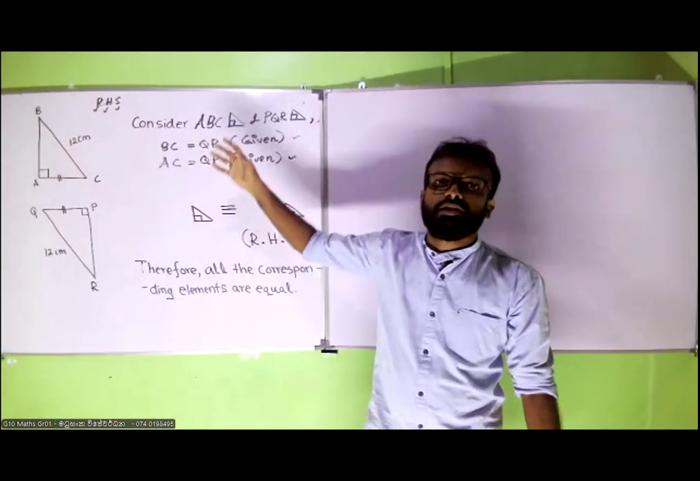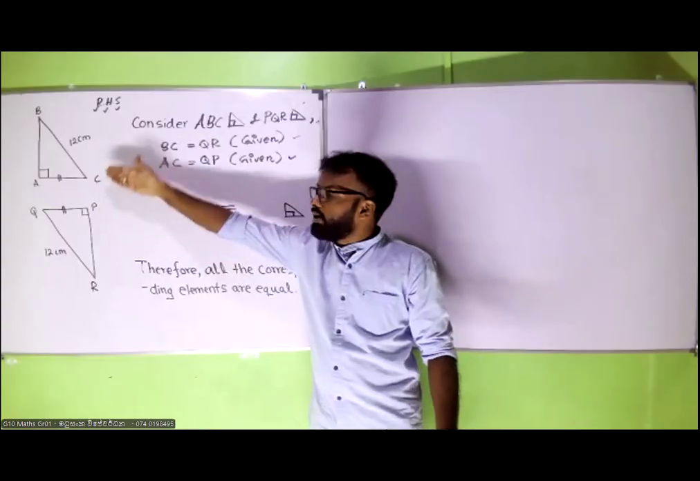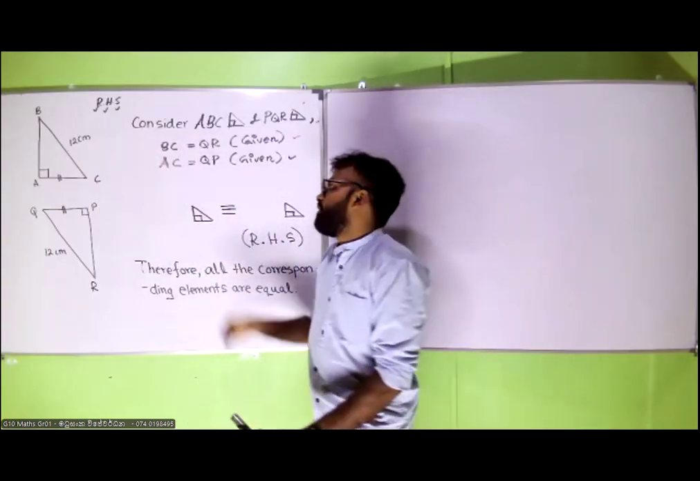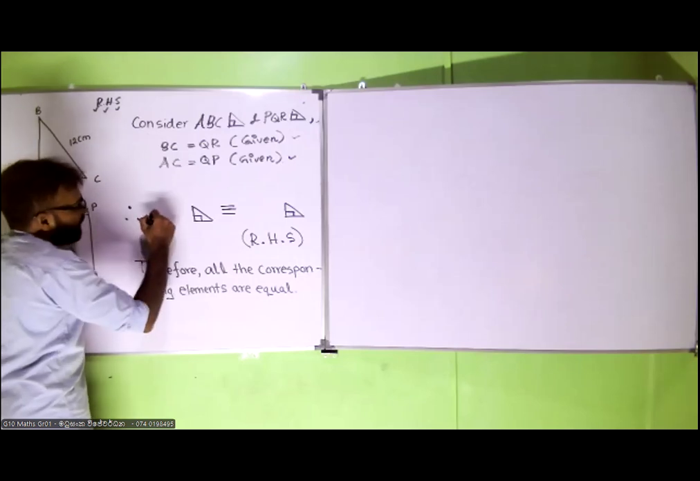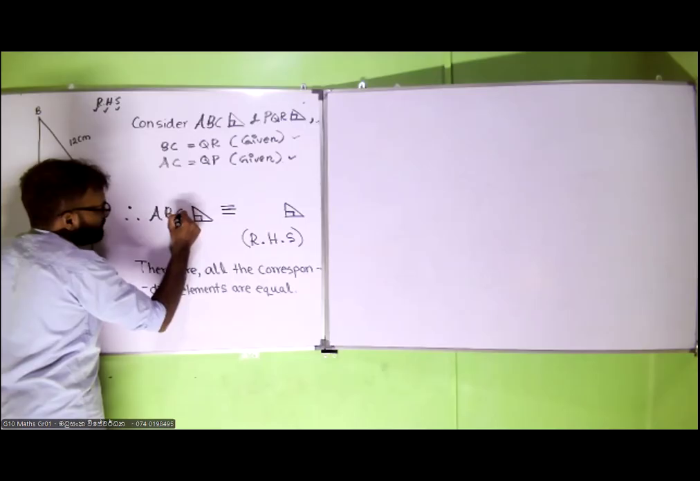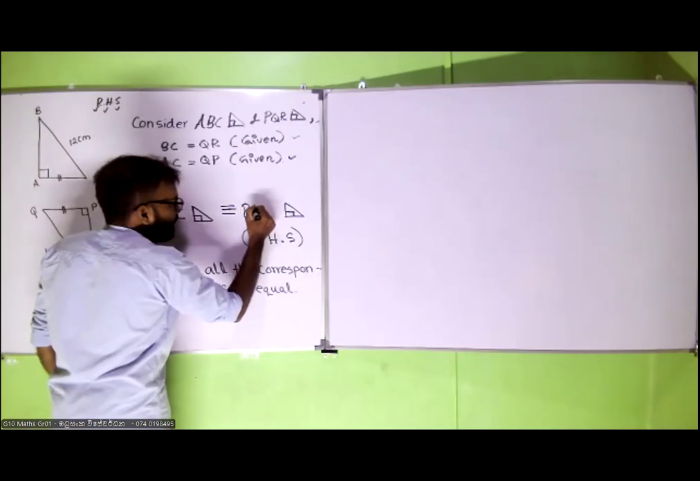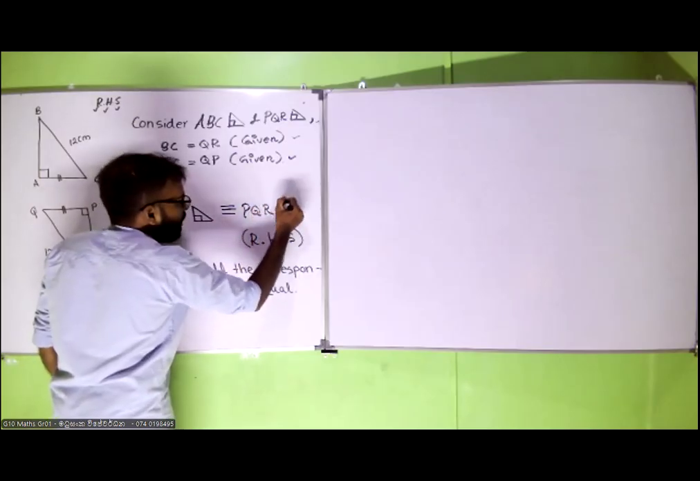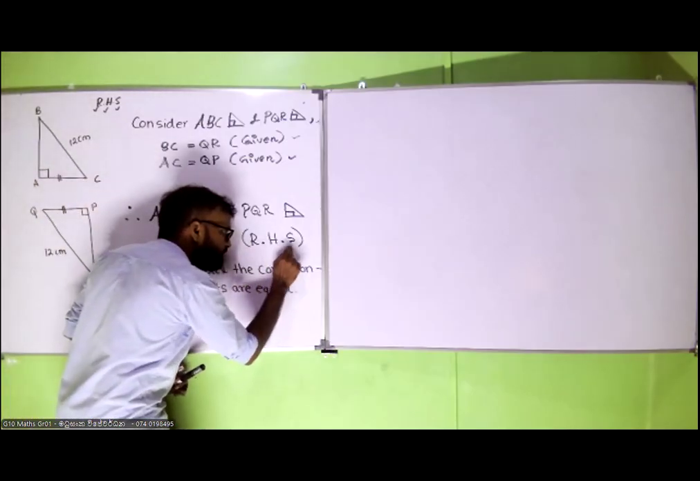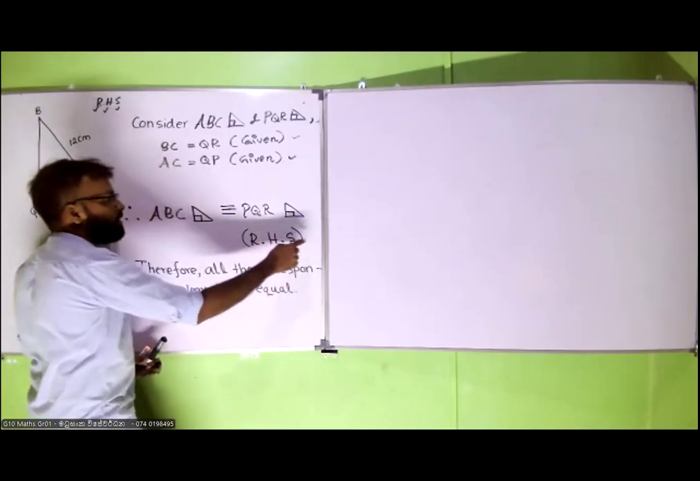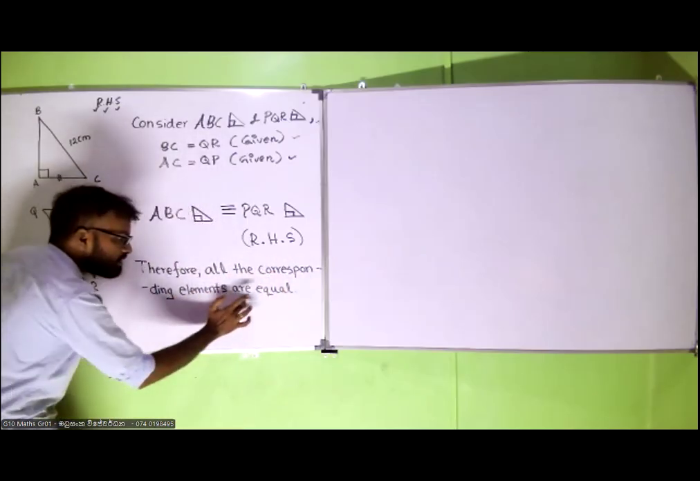We have found all the necessary conditions. Hypotenuse side equal, right angle triangle. Both of them are right angle triangles. So, we can write, therefore, triangle ABC is congruent to triangle PQR. Under which condition? RHS, right angle hypotenuse side. Therefore, all the corresponding elements are equal.